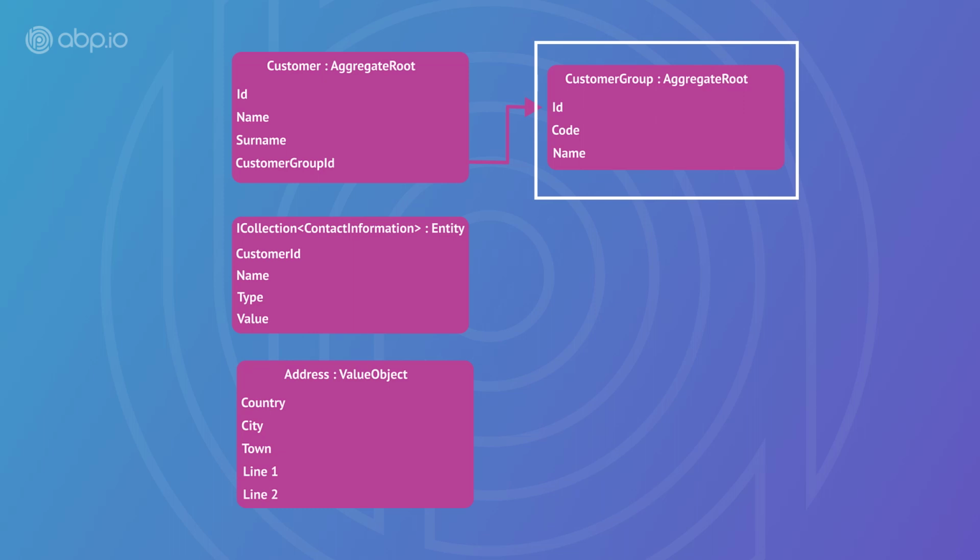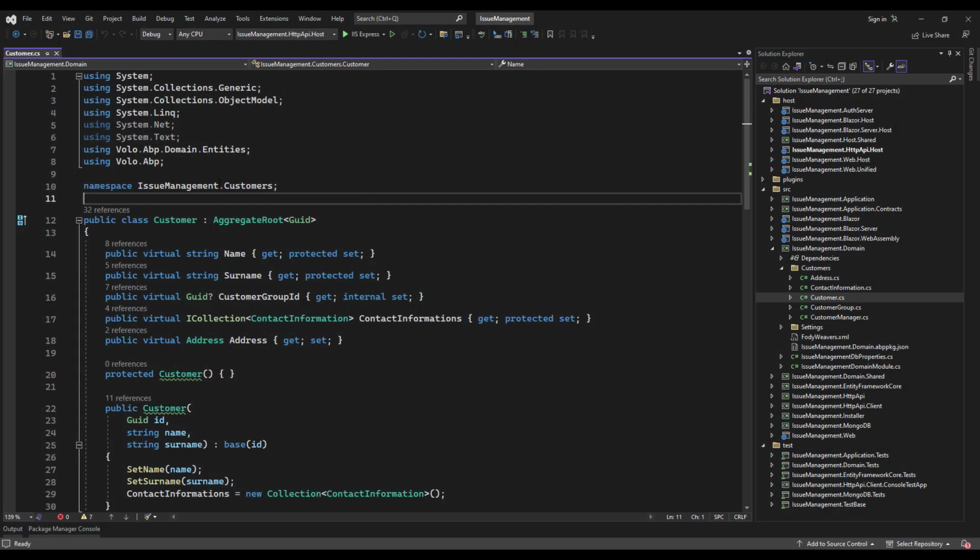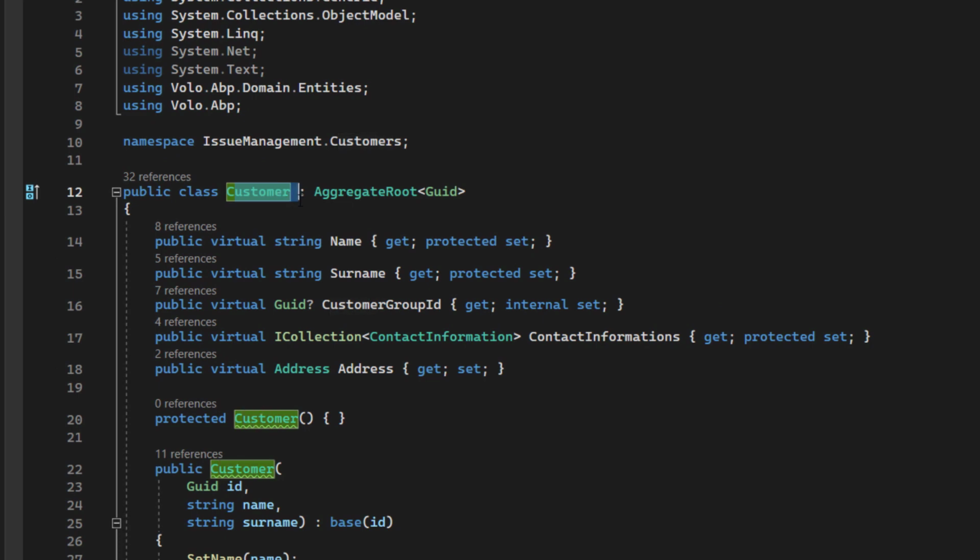And so in this video, we'll create the CustomerGroup aggregate root and we will set the relationship between the CustomerGroup aggregate root and the Customer aggregate root. The foreign key that we've added right here will be the primary key right here. Let's see it in action. As you can see right here, this is our Customer aggregate root. Here is the name, the surname, and here is our customer group ID. This is the navigation property of the contact information, and this is our value object.